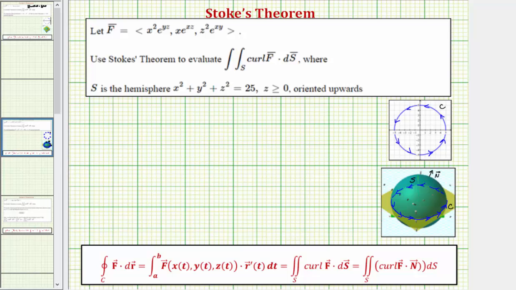Welcome to an example on how to use Stokes' theorem to evaluate a surface integral. We're given the vector field F and asked to use Stokes' theorem to evaluate the double integral over the surface S of the curl of F dot dS, and this surface integral is often expressed in this form here, which is equivalent. Here the surface S is the hemisphere x squared plus y squared plus z squared equals 25, where z is greater than or equal to 0, and it's oriented upwards.